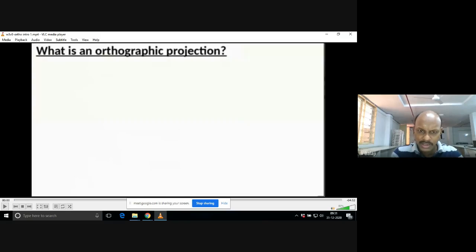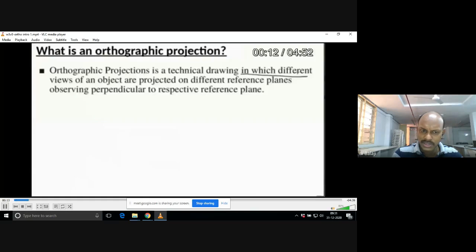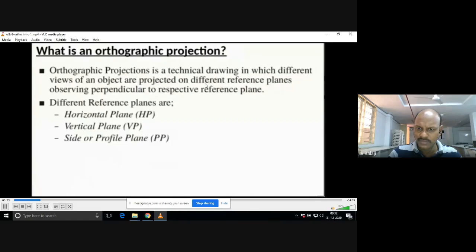So in the beginning, I gave you some brief introduction. What is orthographic projection, isometric projection? Okay. So let us see in detail what is orthographic projection at all. I am reading for you one line. Orthographic projection is a technical drawing in which different views of an object are projected on different reference planes, observing perpendicular to respective reference planes.